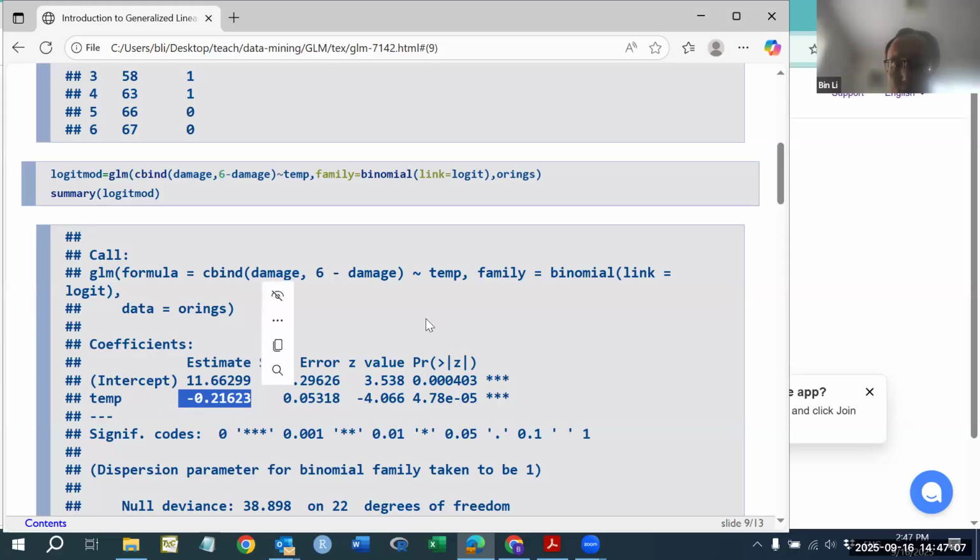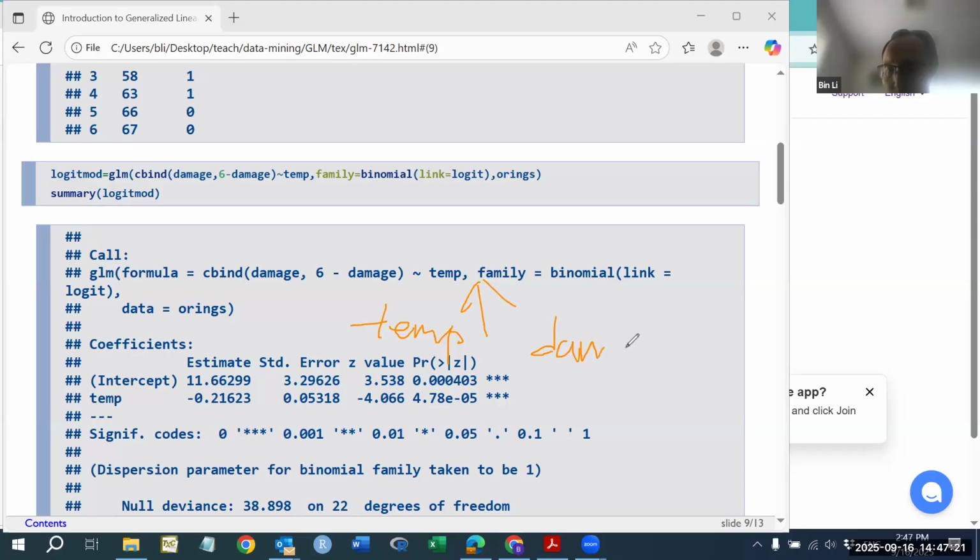So that means when the temperature goes higher, the number of damages goes smaller. It's the opposite. That's why it has the negative coefficient, right? And on the day the Challenger was launched, the temperature was very low, and that's the main reason that caused the accident.